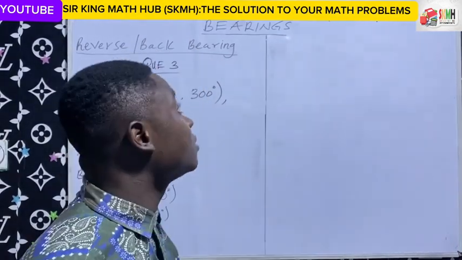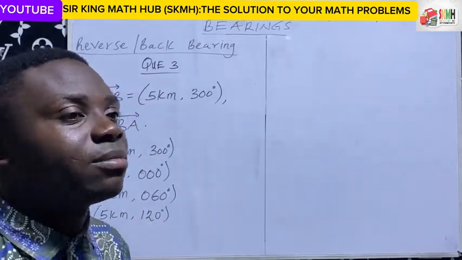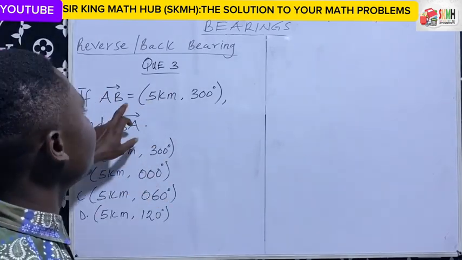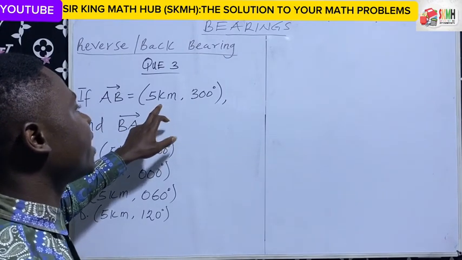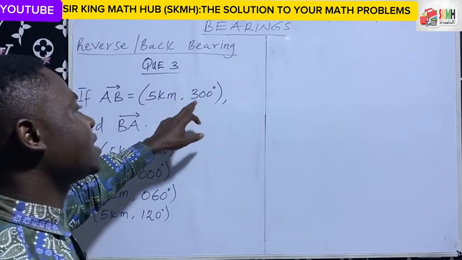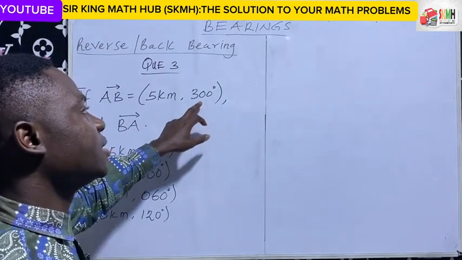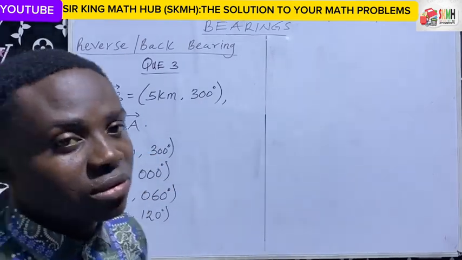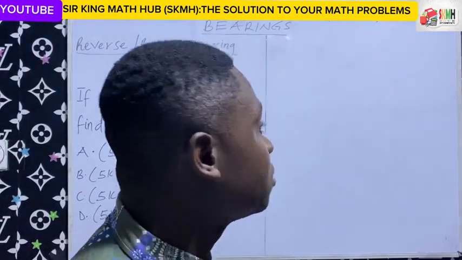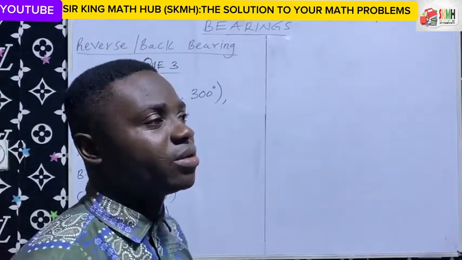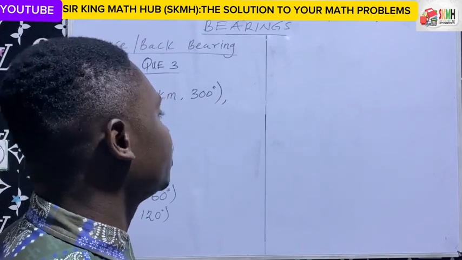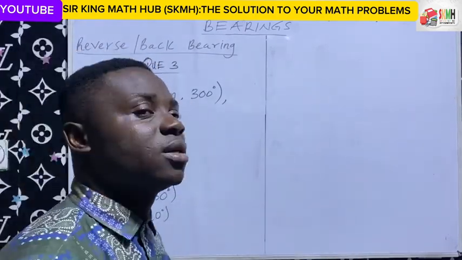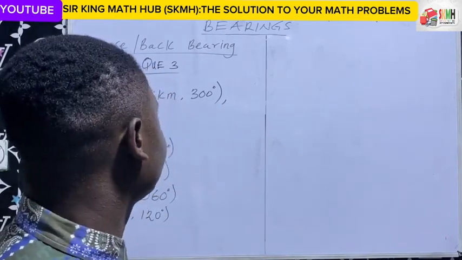Still on bearings, specifically under reverse or back bearing. Now question 3. If vector AB is giving us 5 kilometers at a bearing of 300 degrees, we have to find vector BA. So some of you are wondering why we are working under bearings and then we are having vectors here. Yes, this question is under vectors, but we can apply bearings to solve this particular question.